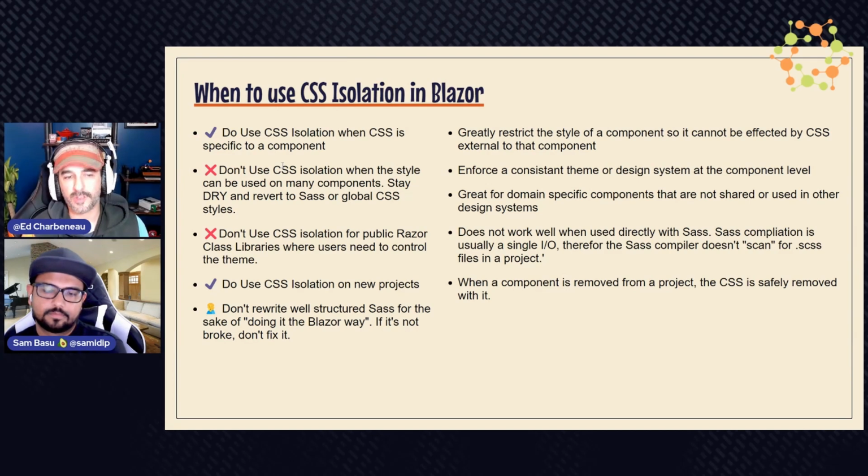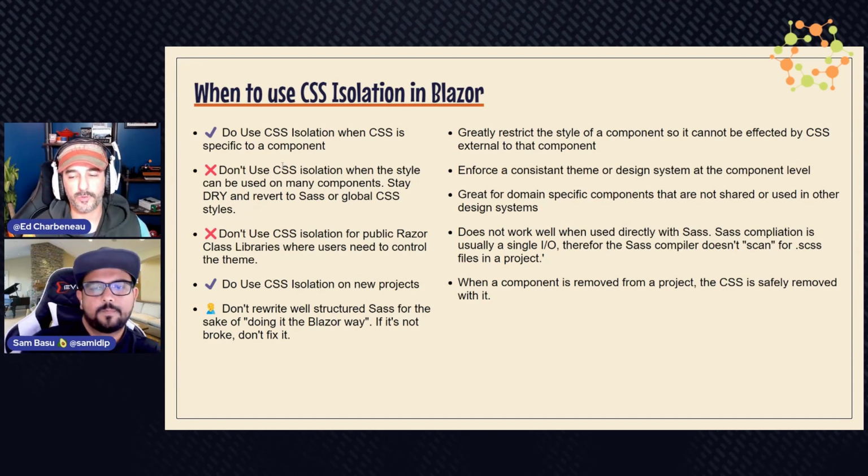And then don't use it if you're going to be publishing your components as a Razor class library. This is very similar to what we do at Progress. If we put those things in CSS isolation, then our customers wouldn't be able to rebrand those components and put their own style sheet on them. So if you want some customization from your users, you don't want to make those isolated CSS.